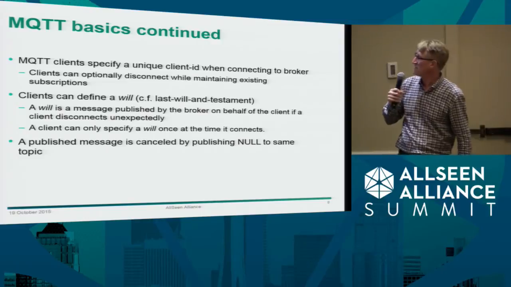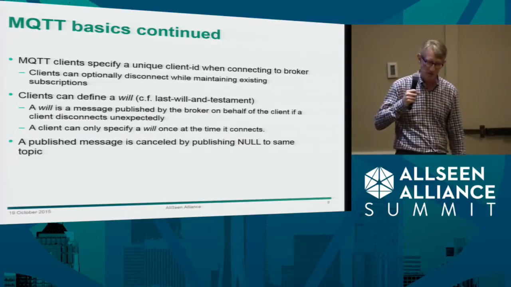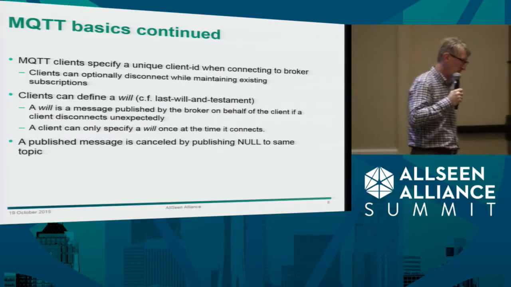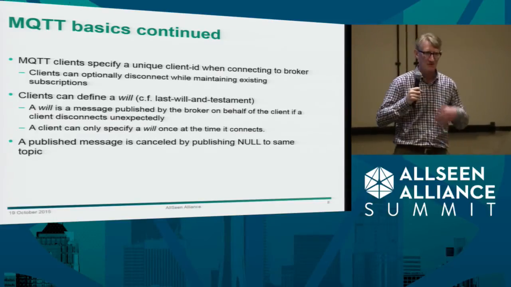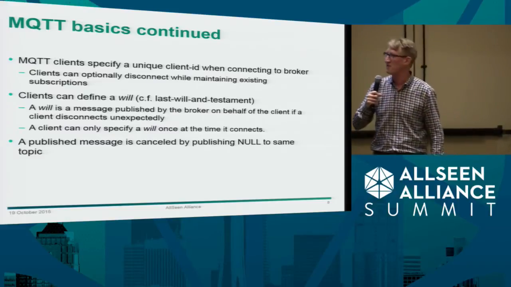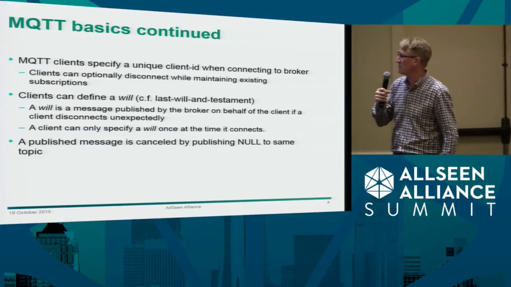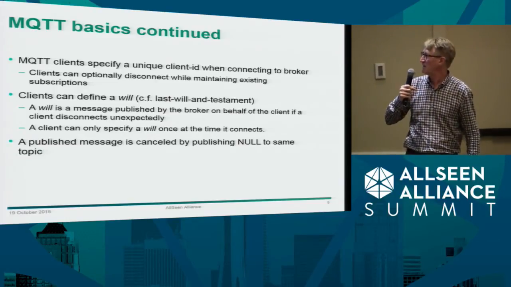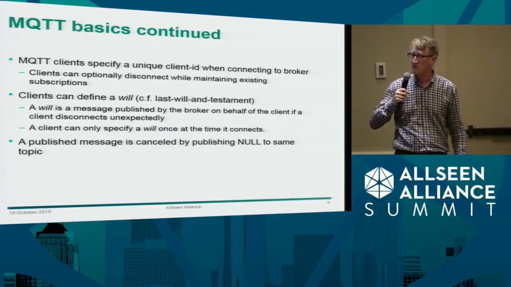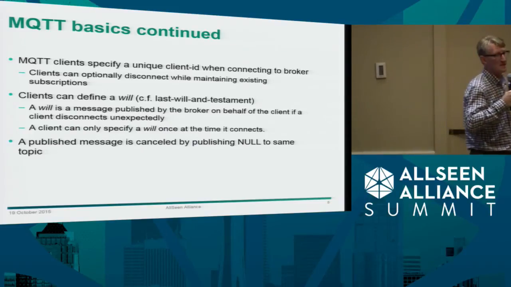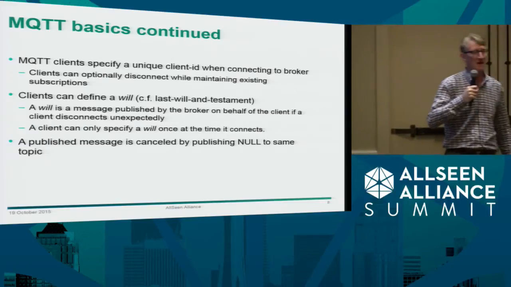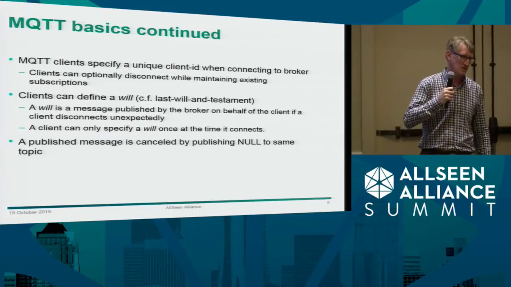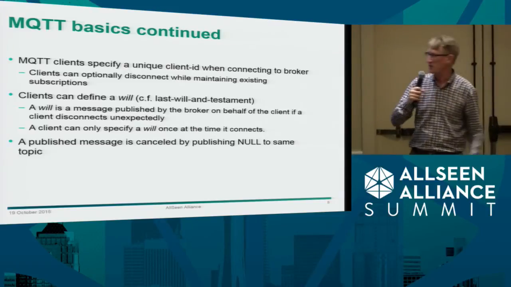MQTT clients specify a unique client ID when they connect to the broker. Clients can optionally disconnect while maintaining all of their existing subscriptions. So actually you don't have to have the connection stay live all the time, which is something that we've certainly taken advantage of. And clients can define what's known as a last will, or a last will and testament, which is a message that gets published automatically by the broker on behalf of the client if the client disconnects in a surprising fashion. So the TCP/IP connection goes away, basically.